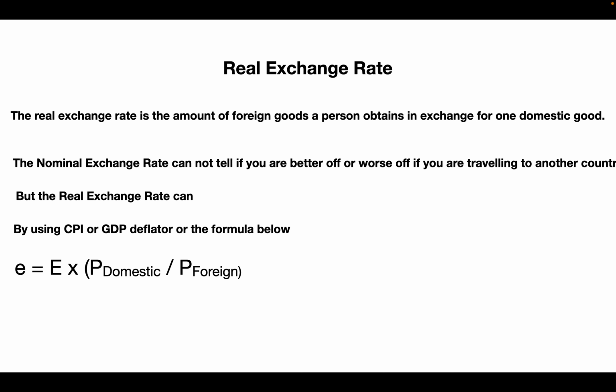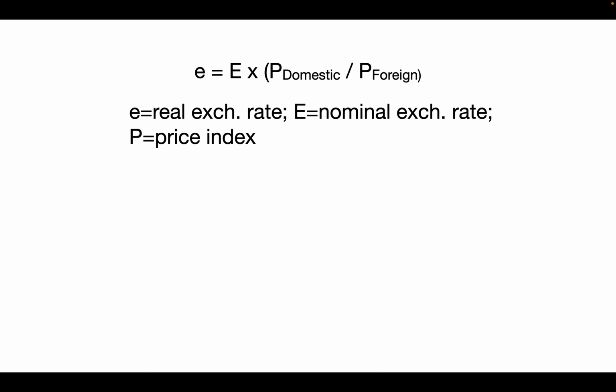So we will be using real exchange rate to calculate that. The real exchange rate is the amount of foreign goods a person can obtain in exchange for one domestic good. So the real exchange rate can tell us if we are better off or worse off if we are traveling to another country and buying some iPhones or MacBooks. It is calculated by using the CPI or GDP deflator or the formula below. The small case e represents the real exchange rate, the uppercase E represents the nominal exchange rate, and the P represents the price index.